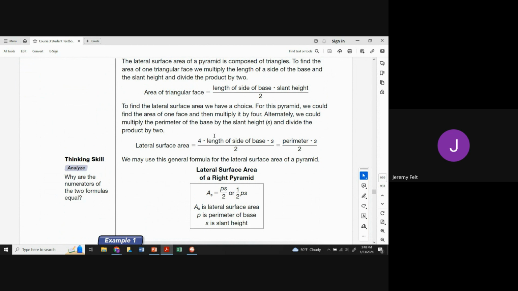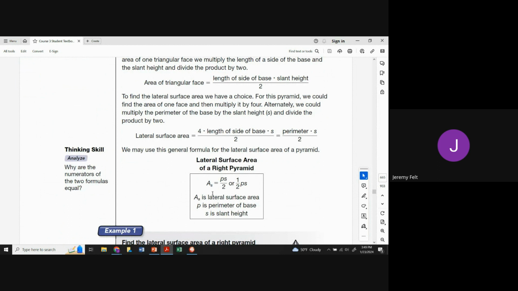We know there's 4 of these same triangles, so we can just multiply by 4, and that is going to be the perimeter times the slant height, because 4 times the length of the side, since it's a square, 4 times the side is the perimeter. So that's where we get perimeter times the slant height. I think in our reference sheet it has a cursive L, so that's the slant height, and then divided by 2. So that's the lateral surface area of a right pyramid.